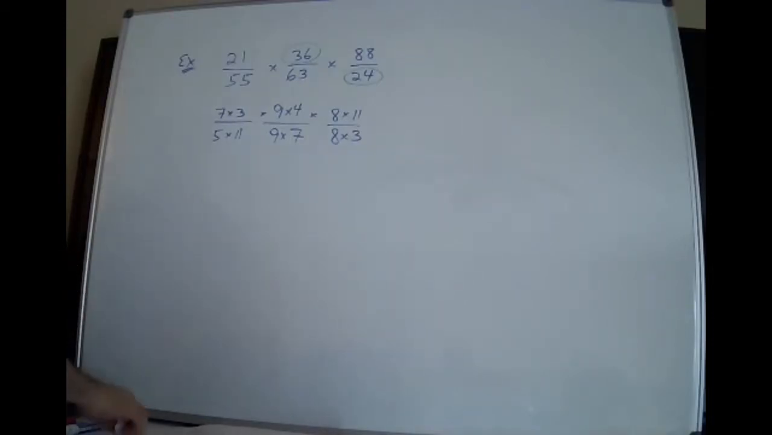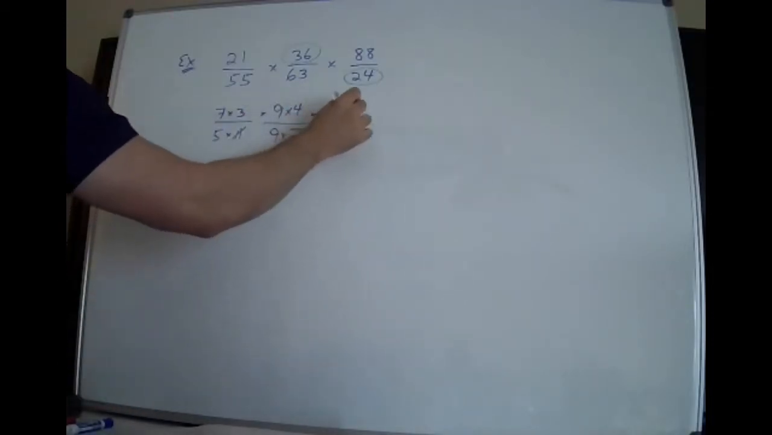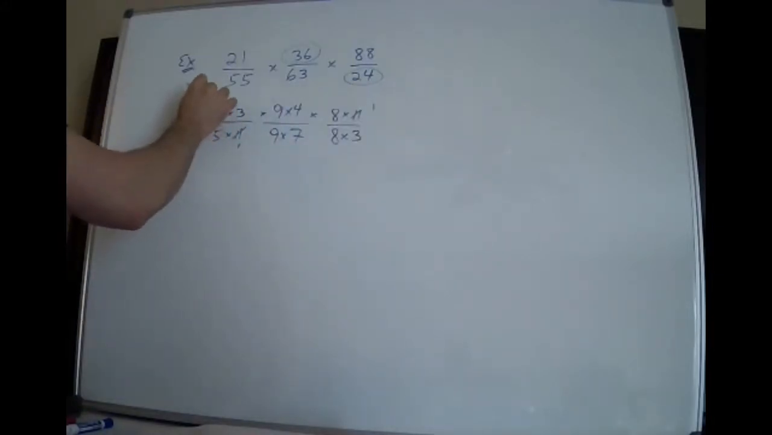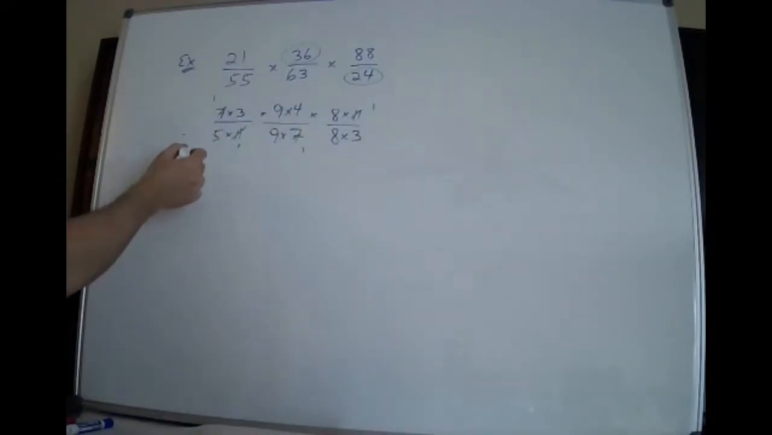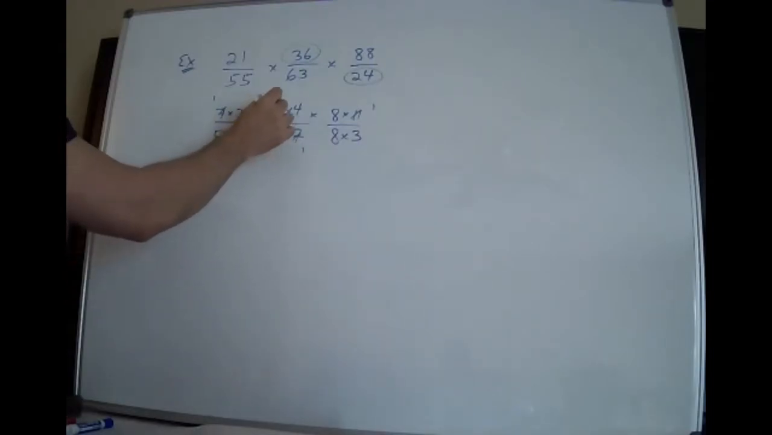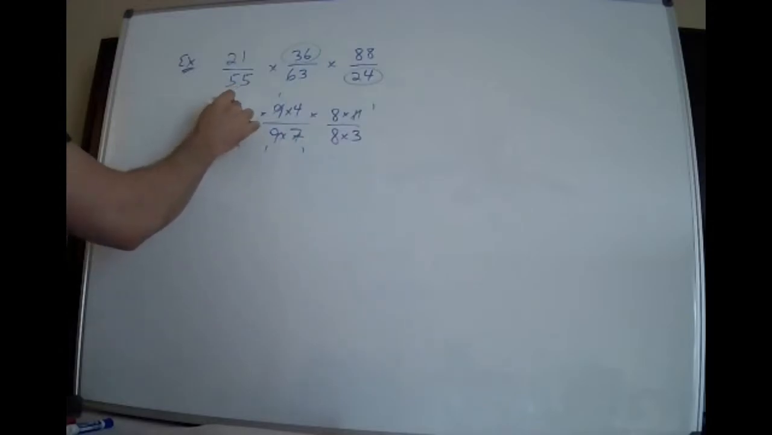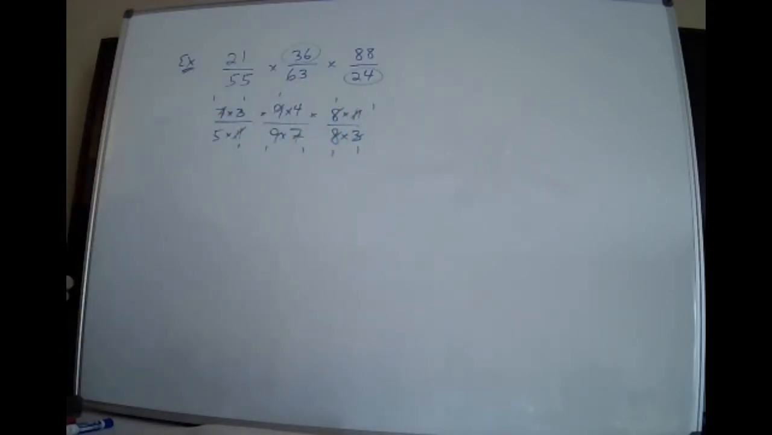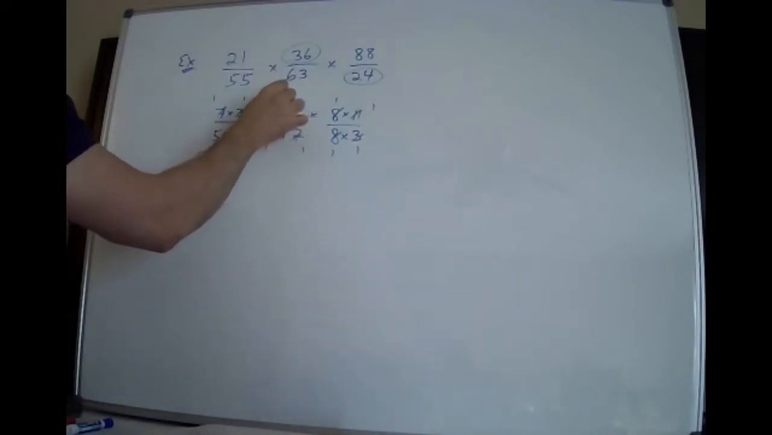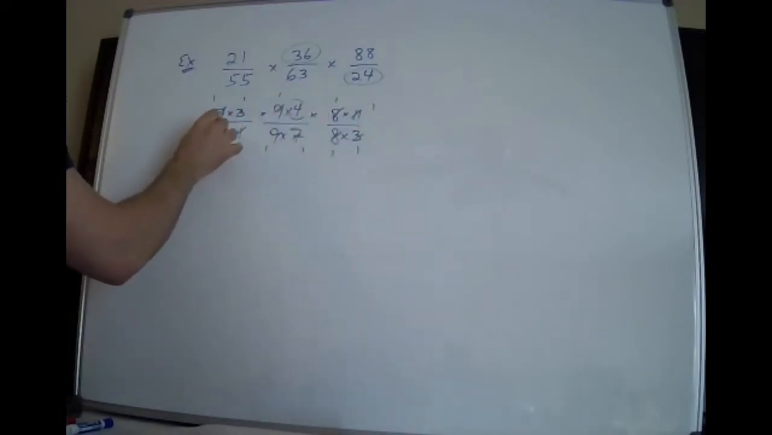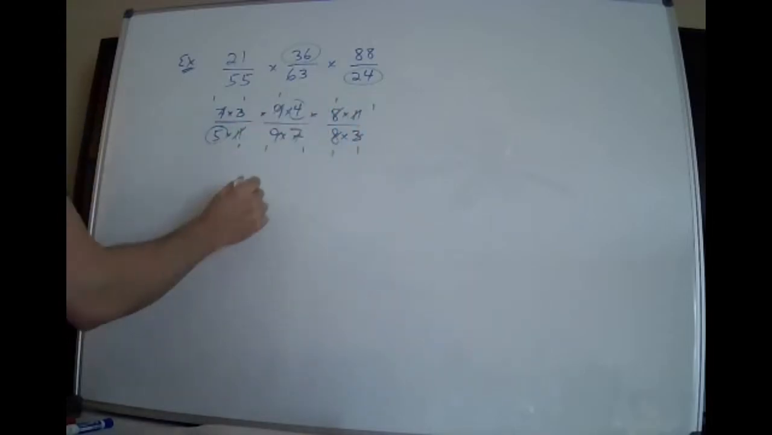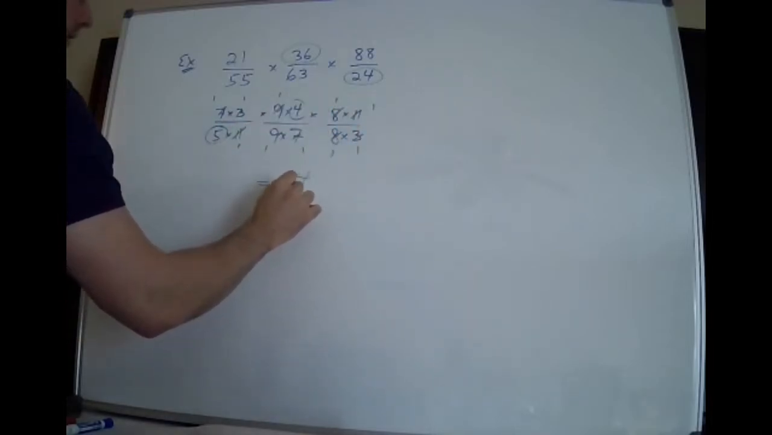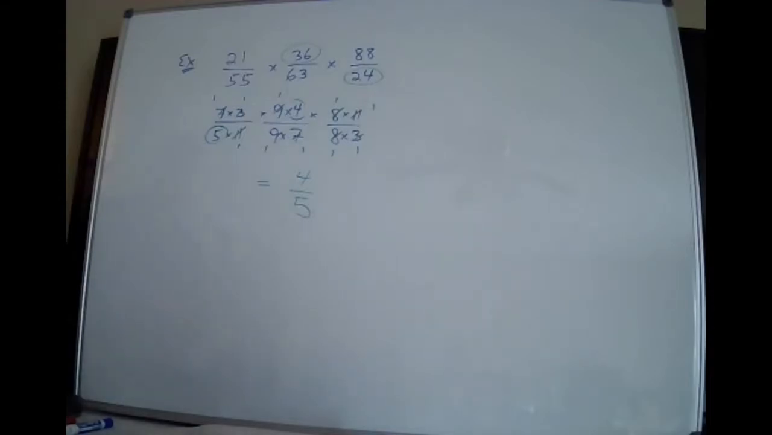Now I'm going to cross everybody out. The 11s cross out. The 7s cross out. 7 divided by 7 is 1. Notice I always put the 1s there. Nothing knocks out this 5. This 9 knocks out this 9. This 3 knocks out this 3. This 8 knocks out that 8. Everybody's gone, right? 1, 1, 1, 4, 1, 1, 5, 1, 1, 1, 1, 1. On top, I'm left with a 4. On the bottom, I'm left with a 5.